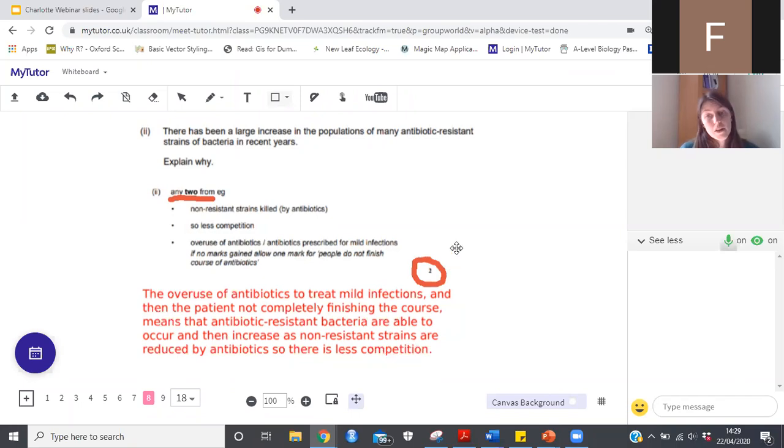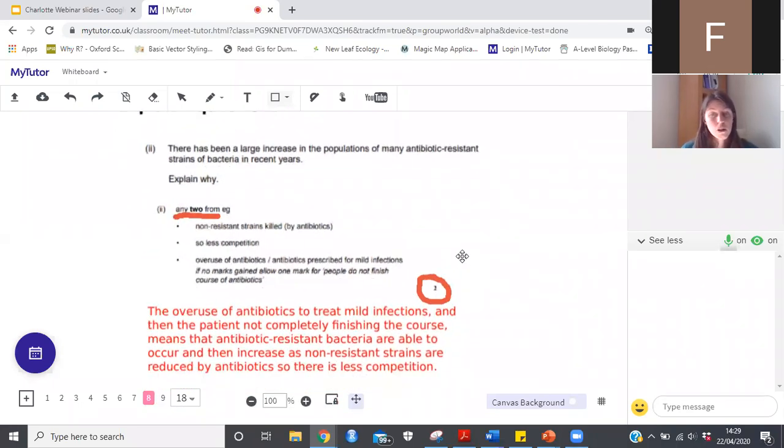It's important where you can with explain questions to answer in complete sentences if you can. Sometimes, particularly longer questions, it can be handy to use bullet points, but even so, those bullet points should still be written in complete sentences if you can. Even if they're short sentences, they should be complete sentences.